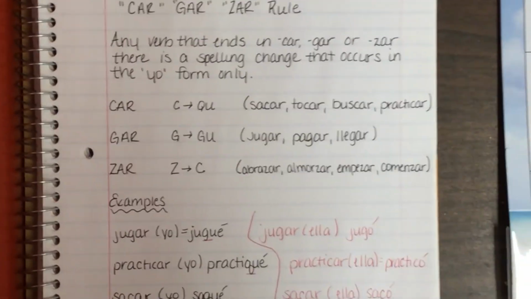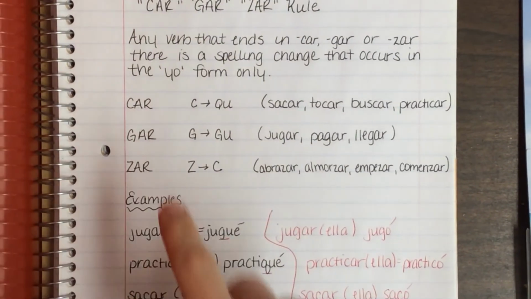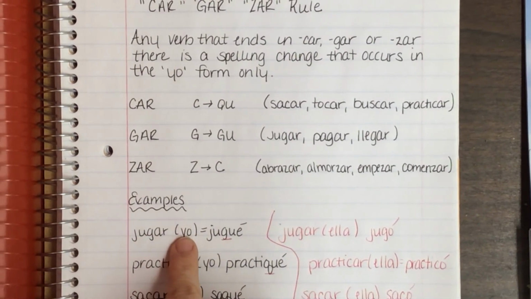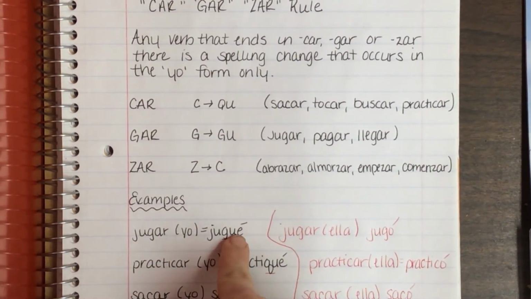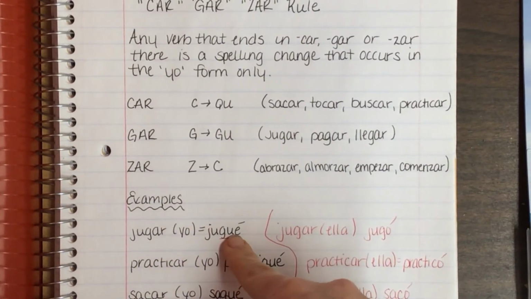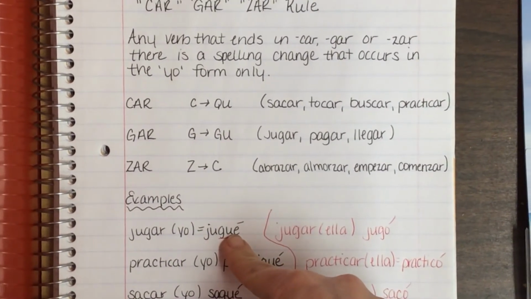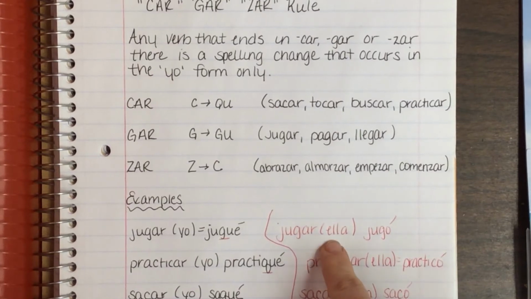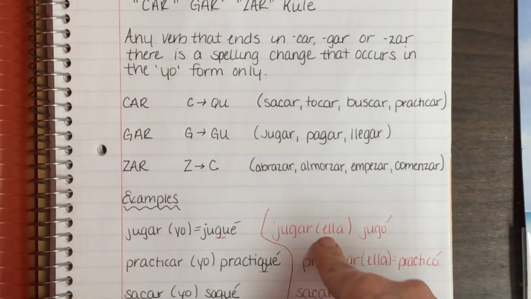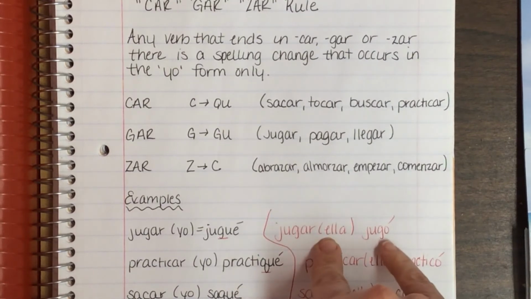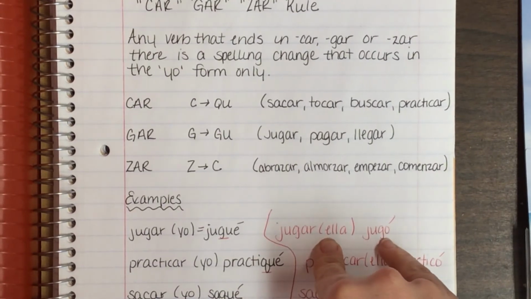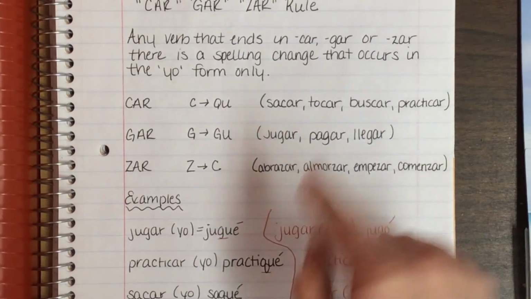Now I gave you some examples down here at the bottom. For example, jugar in the yo form, that G changes to GU, which I did, and then I simply added on my é ending, which is the yo ending for the yo form in the preterite tense. And then I also came over and just wanted to show you that it doesn't happen in the ella form over here. So the G did not put a U in there. I just simply said J-U-G-Ó, which is my ending for ella.